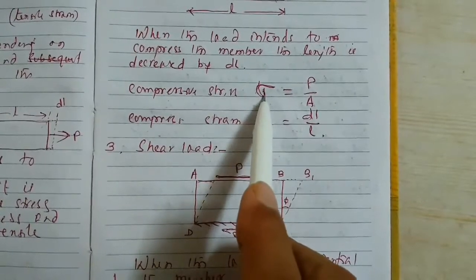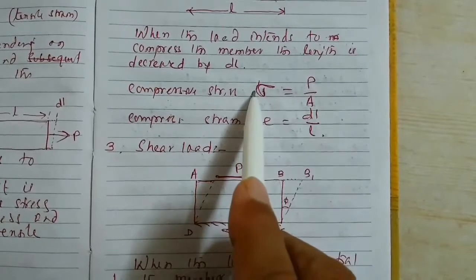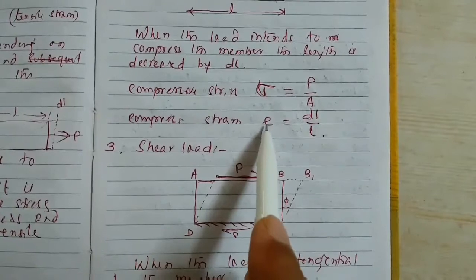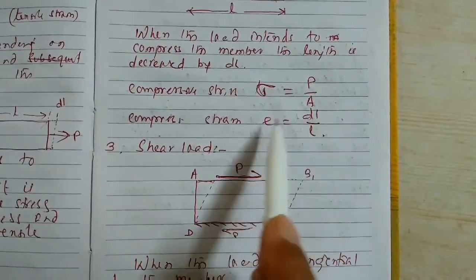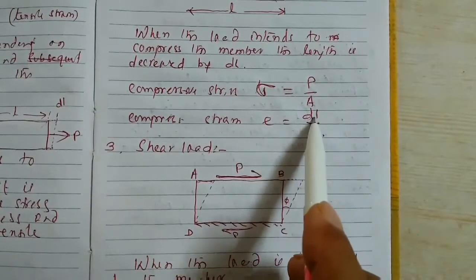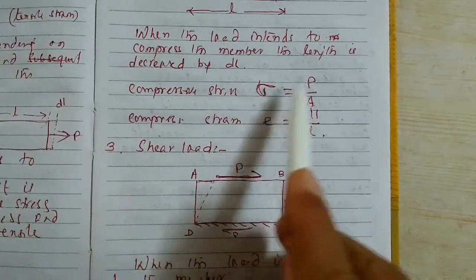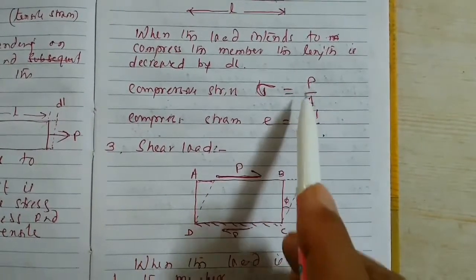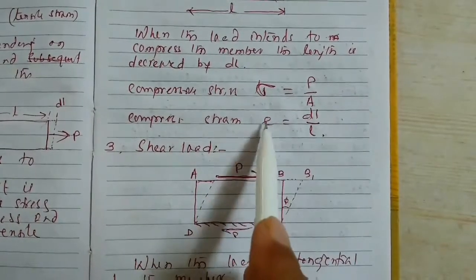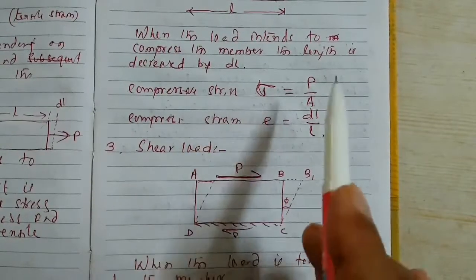Stress is as usual sigma, but only the name will change. It will be called compressive because the load is compressive. And compressive strain has the usual formula, small e equals dl by L. It will be called compressive strain because dl is not an elongation, it is a compression. So sigma is P by A and small e is dl by L in both the cases of tensile and compressive loads. Here only the name will be compressive stress and compressive strain, and the earlier was tensile stress and tensile strain.